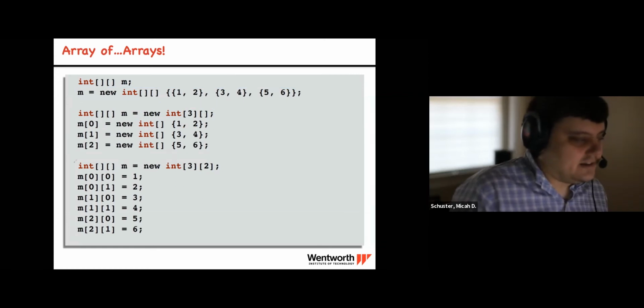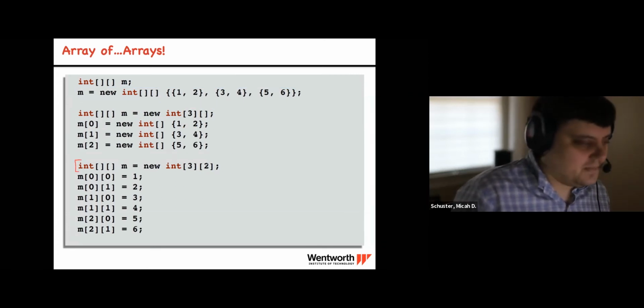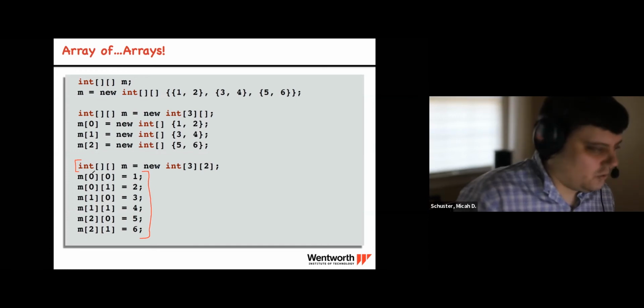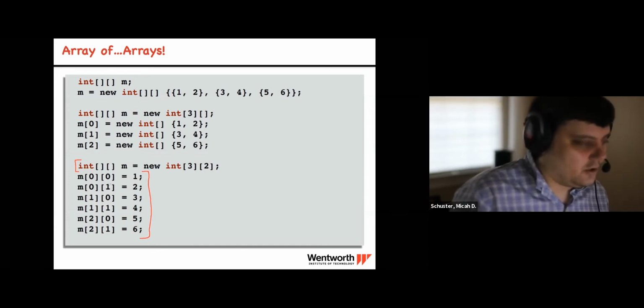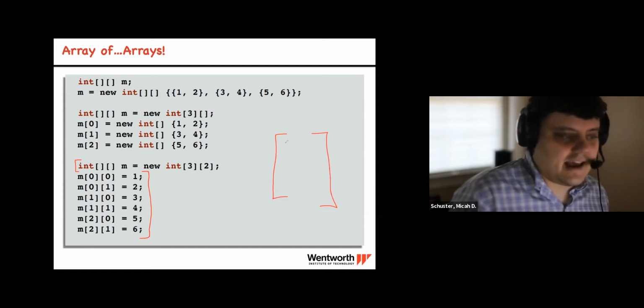Another way to do it is to just create that empty full matrix, so 3 rows, 2 columns. And then I can just go through and fill each individual element. So for 0, 0, I want a 1. So row 0, column 0. Row 0, column 1 is a 2. And all of these will make the exact same matrix.